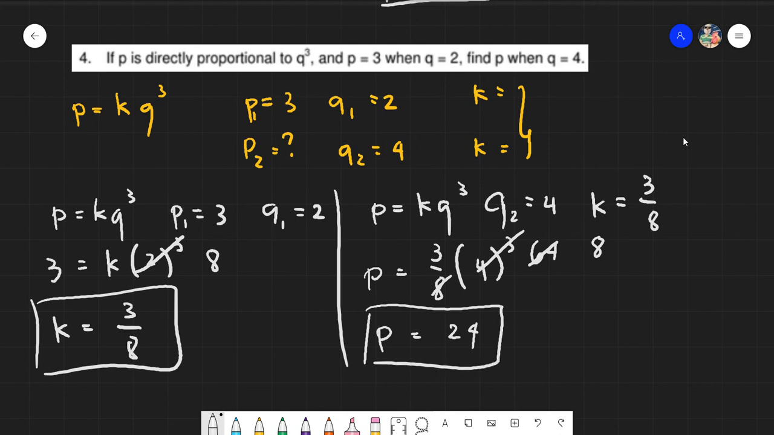So again, if you will notice, class, the process is very repetitive. The only thing that will be different is, of course, your given. I do hope that you have at least picked up the process that we are using. The very first thing that we are solving is for the K, and we are solving for the second missing one using the value of that K. If you have any other questions, you can just go over our video again.